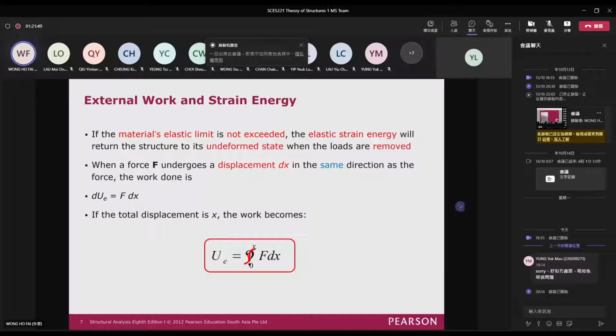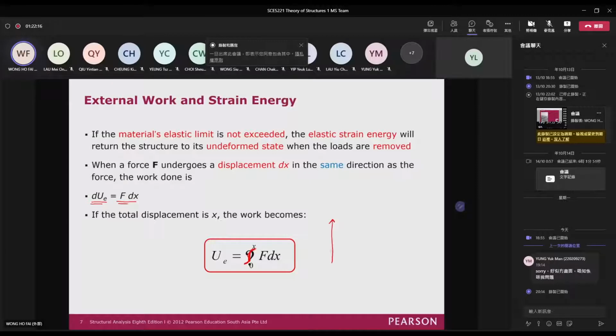When a force undergoes a displacement dx, that means the force is applied on the structure with a distance of dx in the same direction of the force, and a work will be done on the structure. That is the force times the displacement. We use dUE to denote the external work done by the force here.